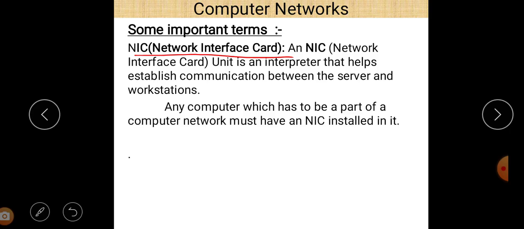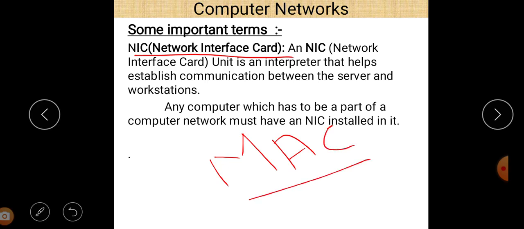An NIC, network interface card, is an interpreter that helps establish communication between the server and the workstation. Any computer which is to be a part of a computer network must have a NIC installed in it. The address of the NIC card is unique, and this is called the MAC address. We will discuss this concept later on in this video. MAC address, media access control.